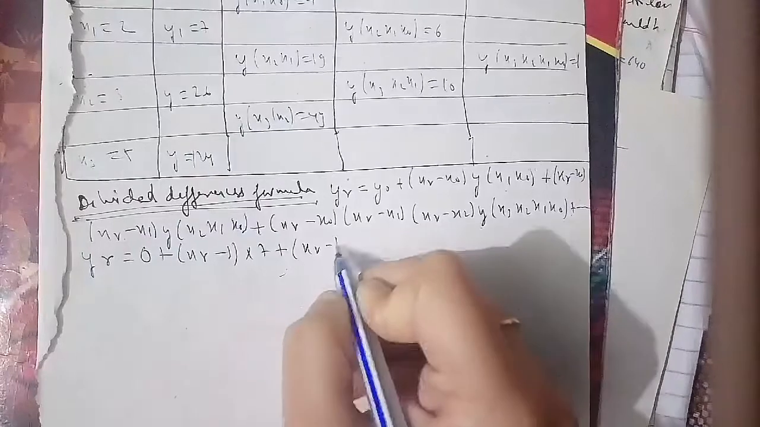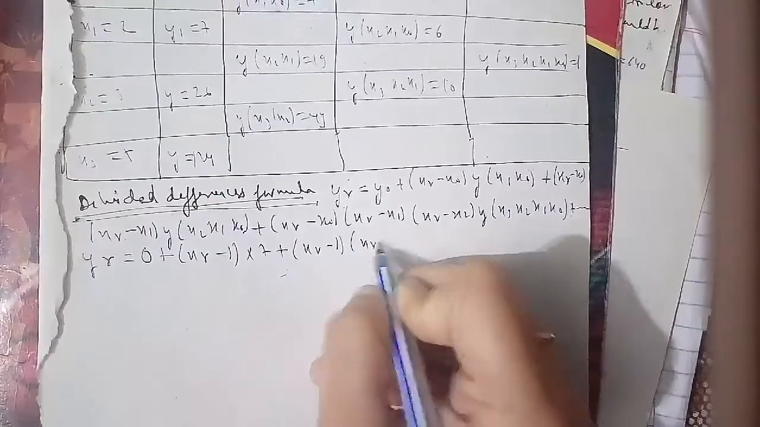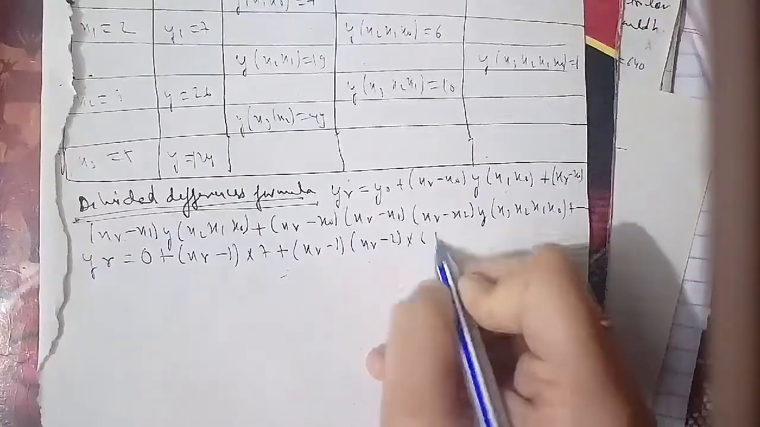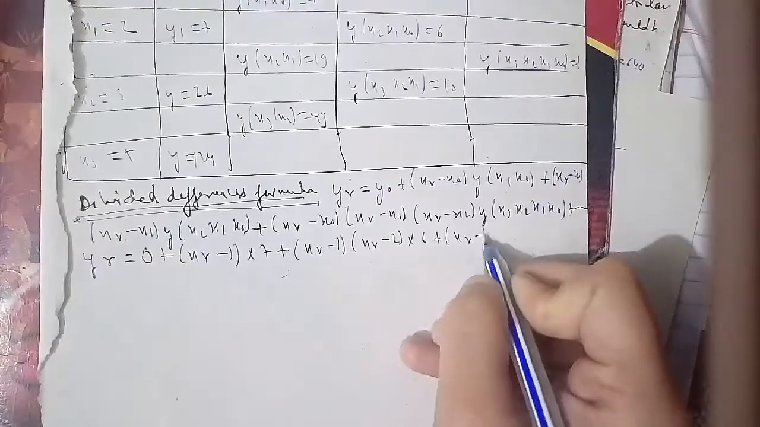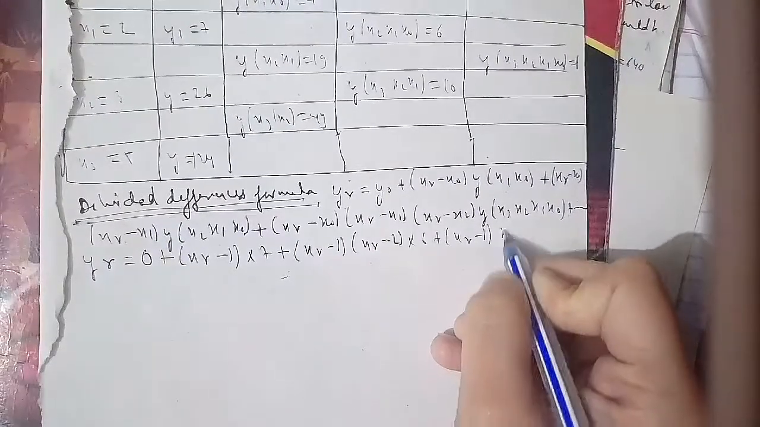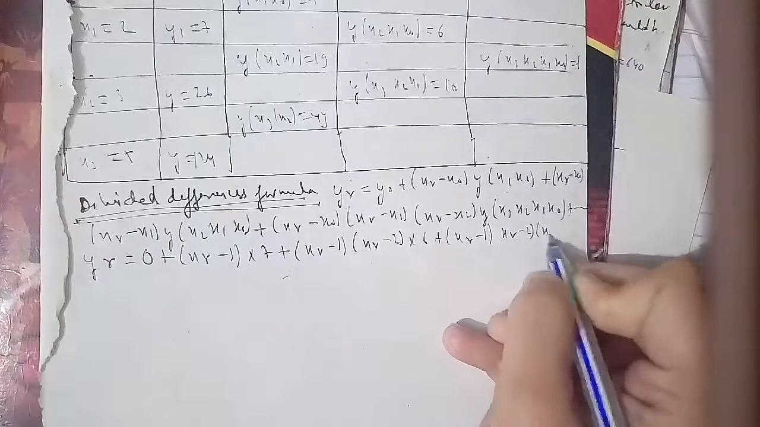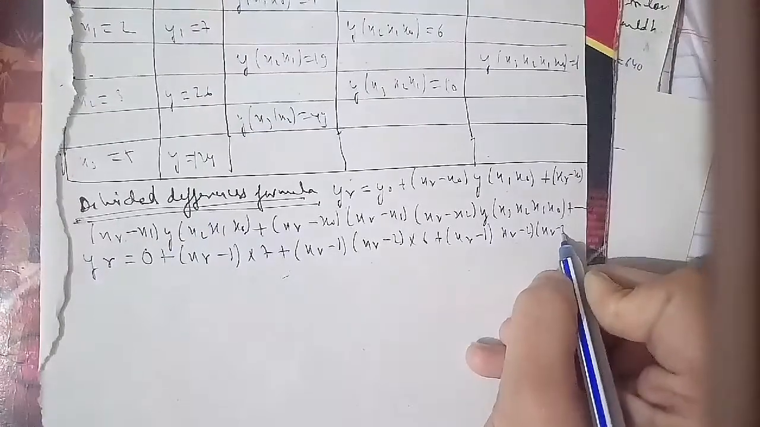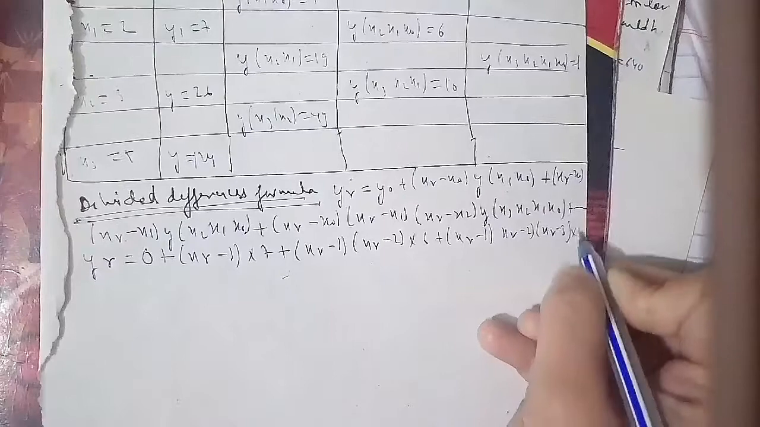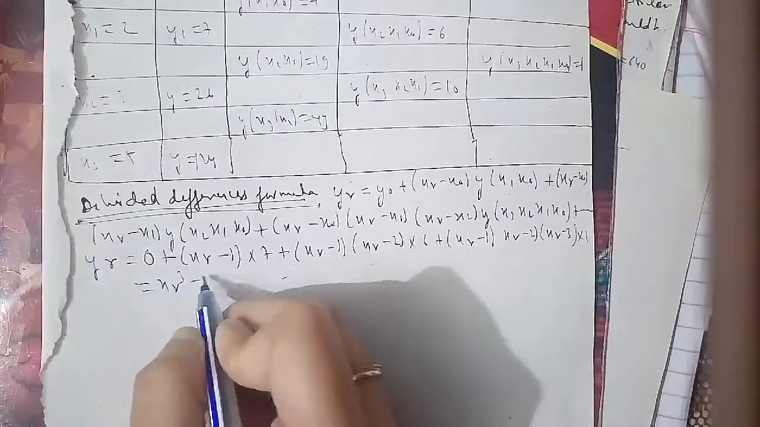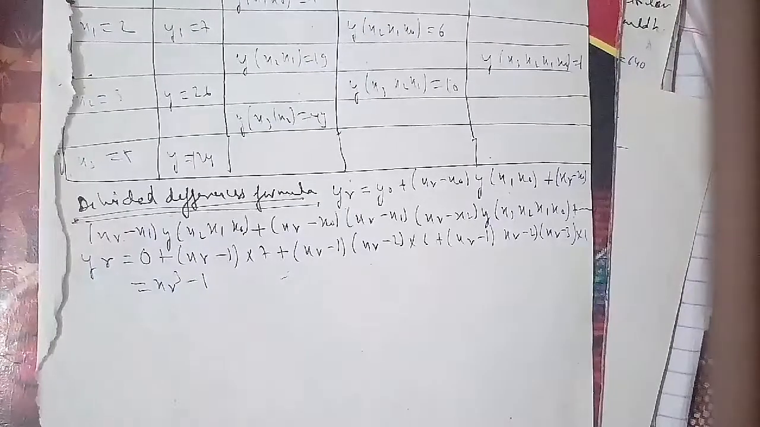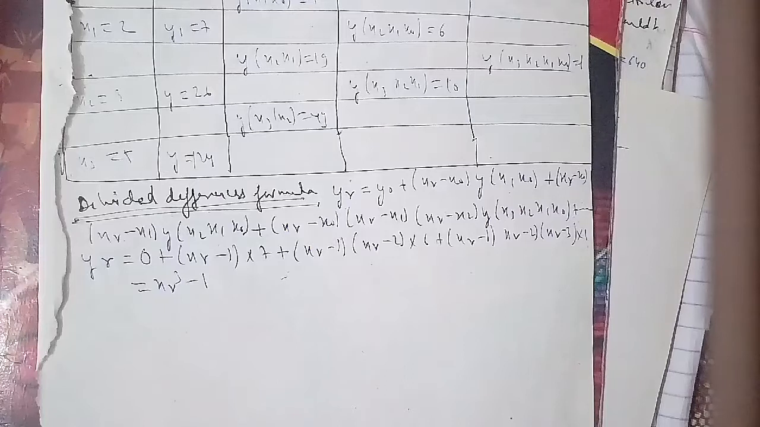Further, when xr equals x, yr equals y, which equals f(x), hence f(x) equals x cube minus 1. This is the required polynomial using the divided differences formula. Note that both methods give rise to the same polynomial, which is of course the important point here.